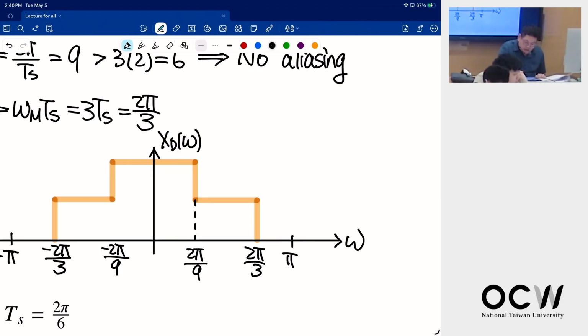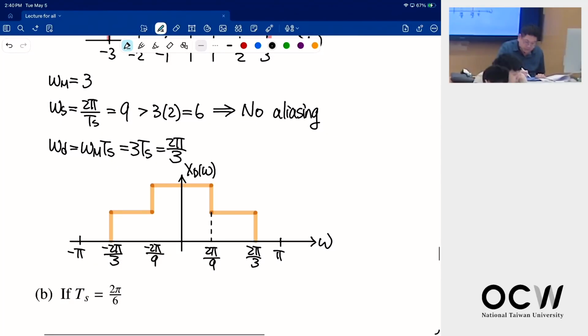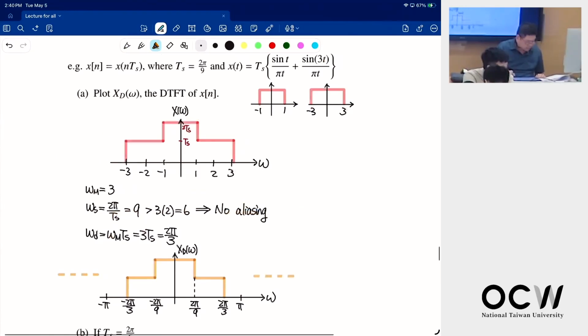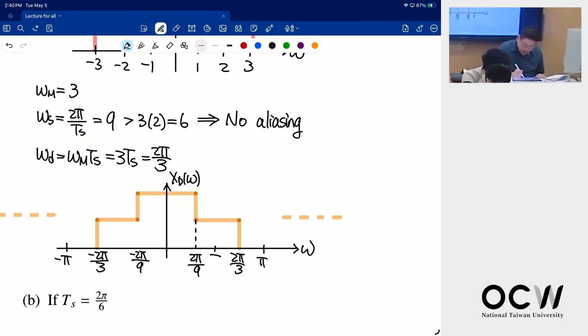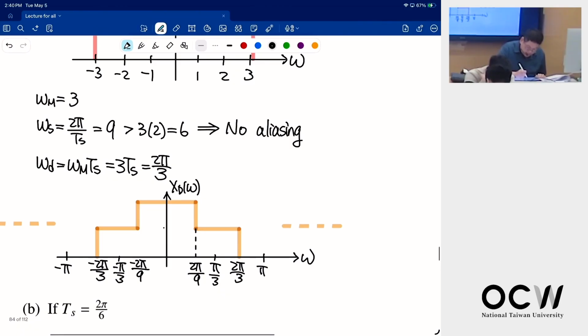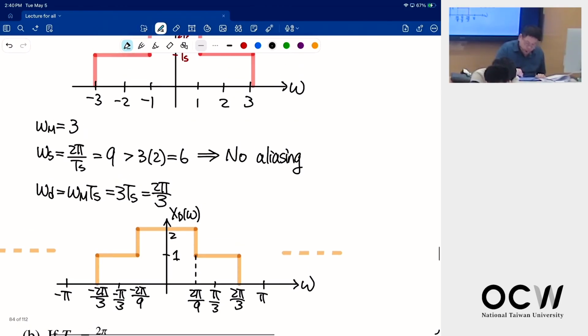Remember that even though we only plot from minus π to π, actually it is periodic. Okay, you can also expect 2 here will be π over 3. This is π over 3, minus π over 3. Oh, and here is 1. Here's 2.